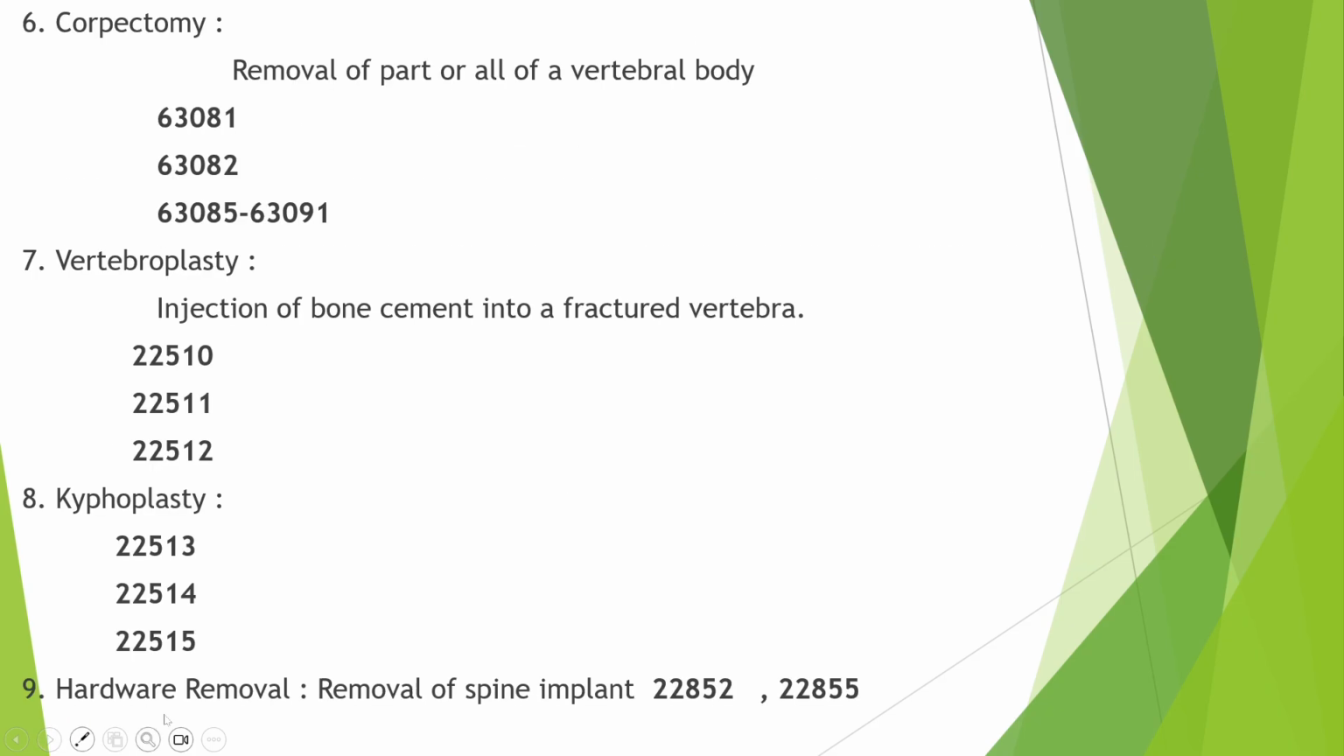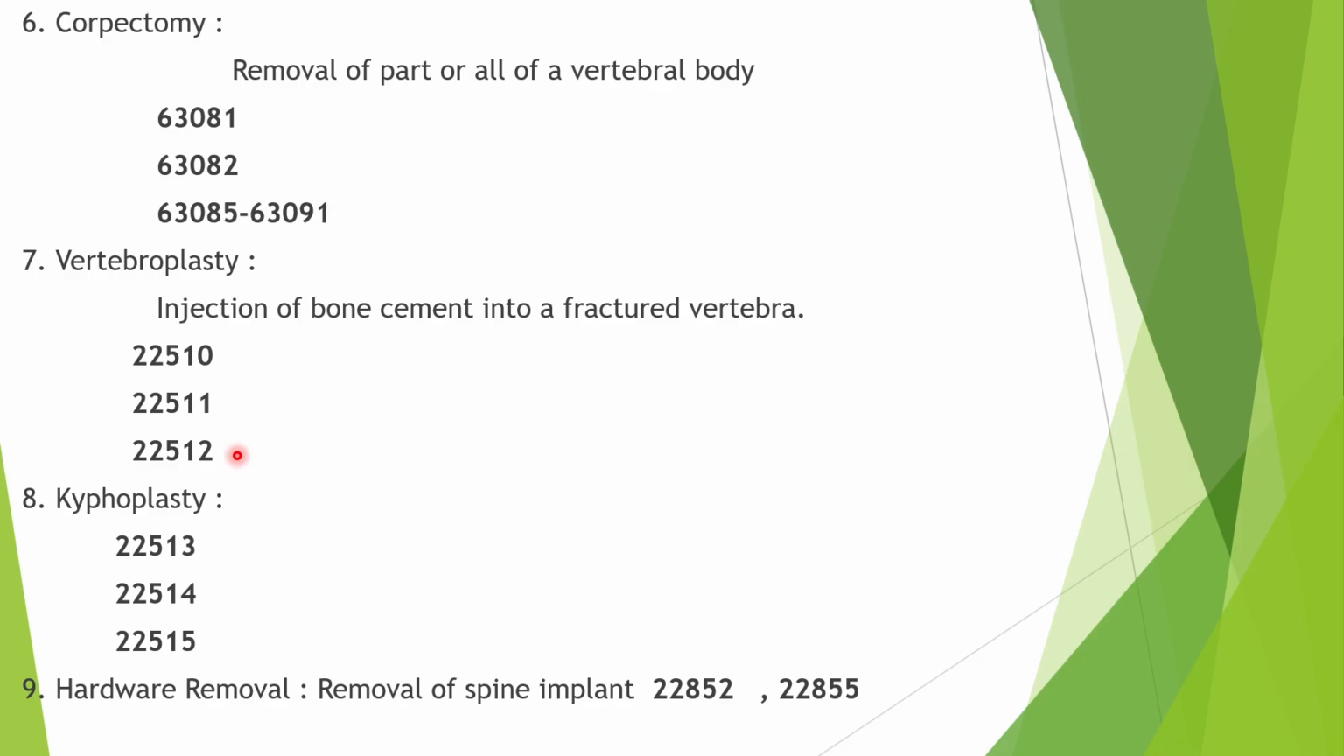Coming to next, that is corpectomy. So with this corpectomy, we have to know what this term is. Corpectomy means removing part of or the entire vertebral body to relieve the pressure on the spinal cord or the nerve. So these were some CPT codes, 63081, 63082. So what is this CPT, why is it done, and what will the physician do?